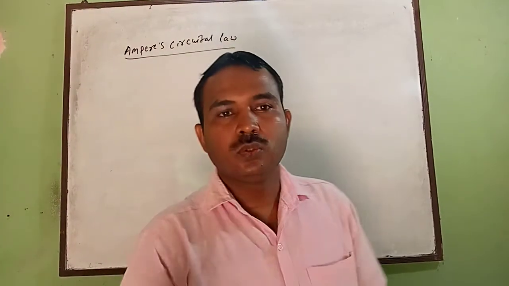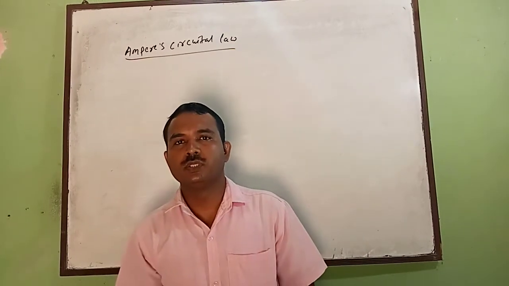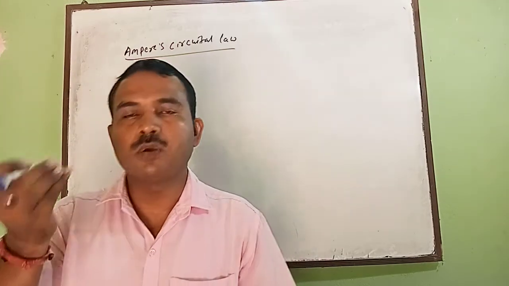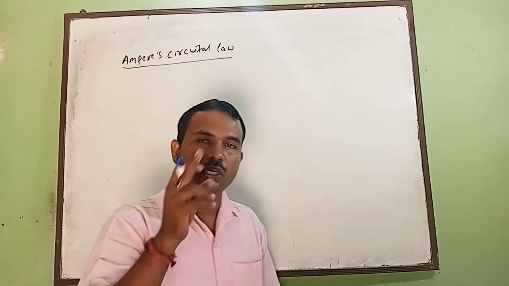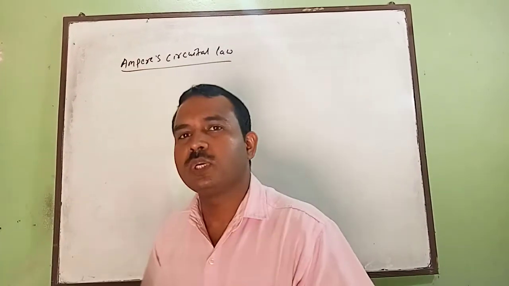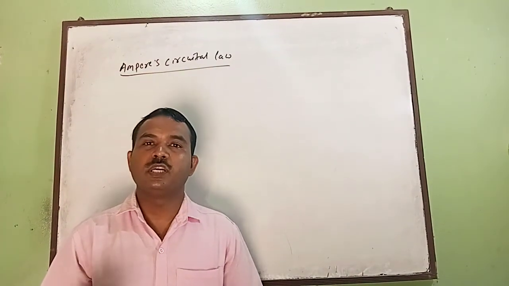When you know that the magnetic field through a closed circuit is equivalent to, you know, mu naught times the total current. Yes, very good. So you can write their definitions and we will also prove their statements.